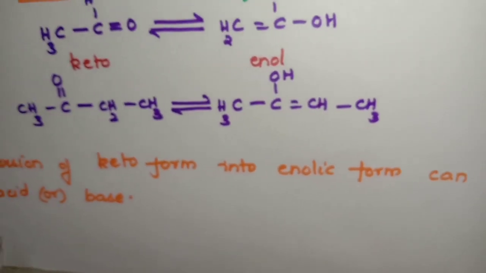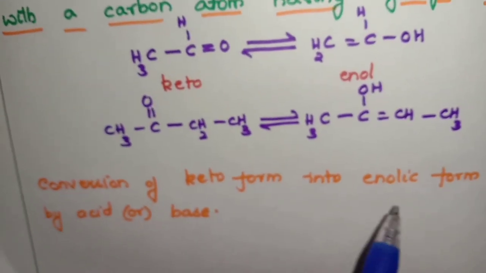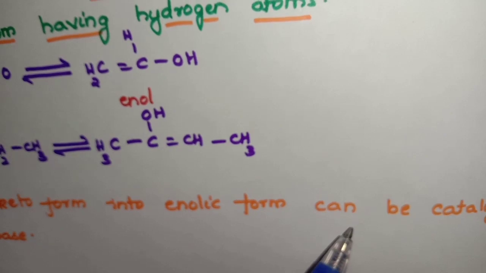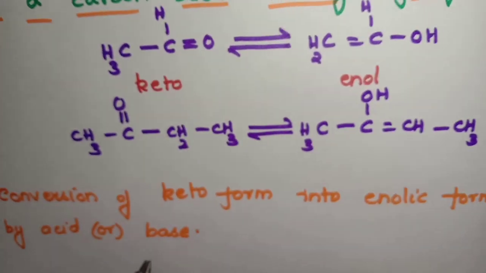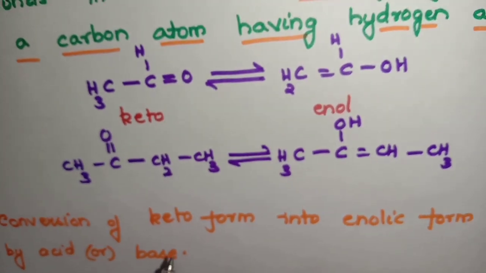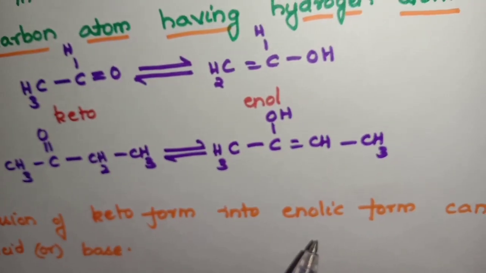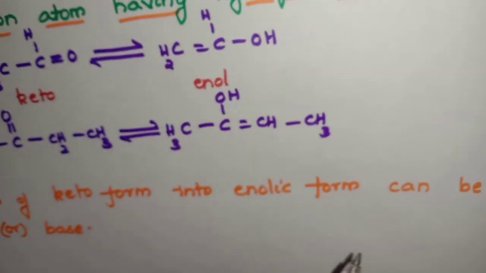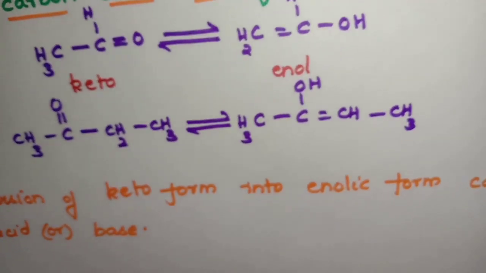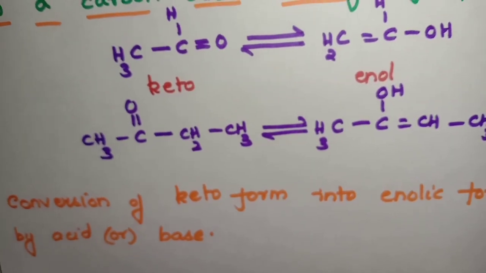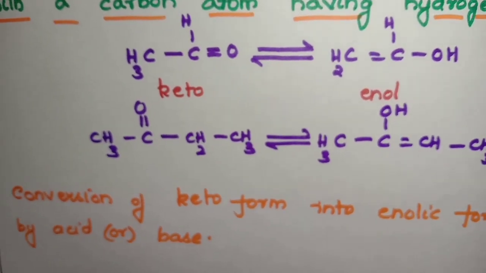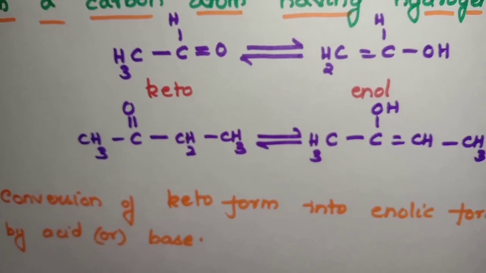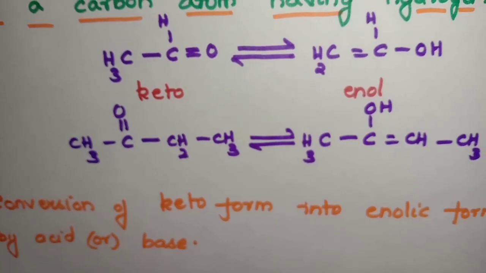Now, conversion of keto form into enolic form can be catalyzed by an acid or a base. What's the meaning of it? The keto form can be converted into enolic form in the presence of an acid or a base. Now I will show you how a keto form is converted into enolic form in the presence of an acid and a base as well.